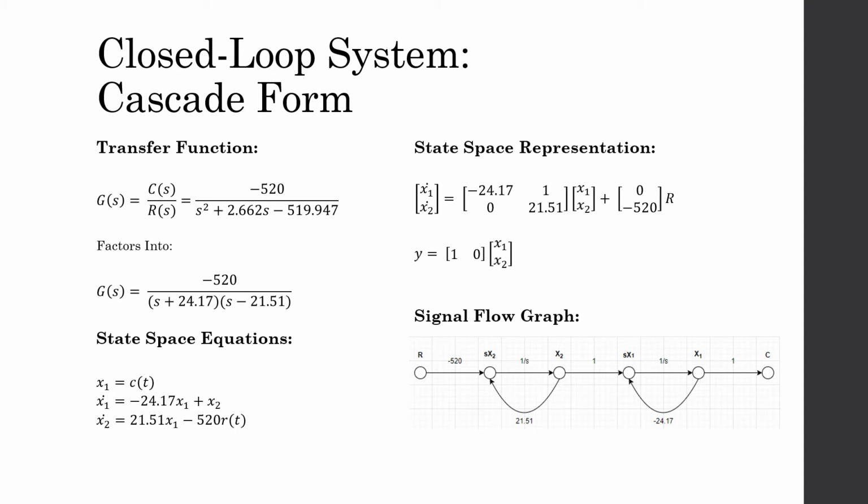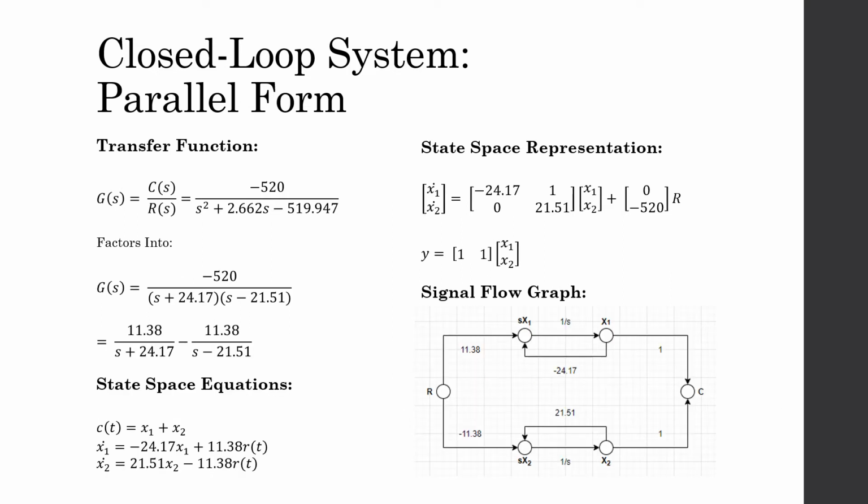Then you can see from these state space equations, we're easily able to get our state space representation, where you can see in our A matrix, we have our poles across the diagonal, negative 24.17 and 21.51, as well as our B and C matrix, making up the entire state space representation. Below that, you can see the signal flow graph, which provides a good visual representation of the system and allows us to easily follow what exactly the input goes through in order to get to our output.